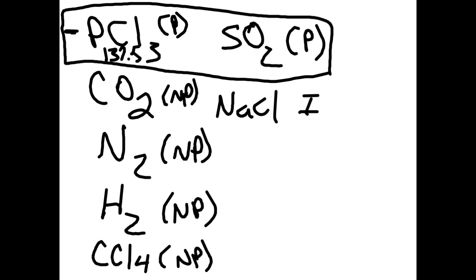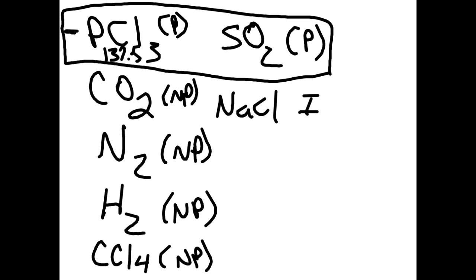No? Okay. How many chlorines are in that molecule? 3. How much does chlorine weigh on the periodic table? 35.5. Or you could say around 35, it probably wouldn't make a big difference. Okay? So I multiply 35.5 times 3, and then I add the mass of 1 phosphorus, which is 31. That mass is 137.5. Okay? So that's how much PCl3 weighs.